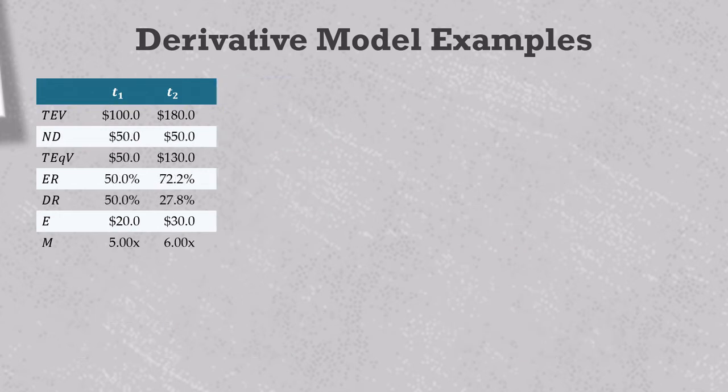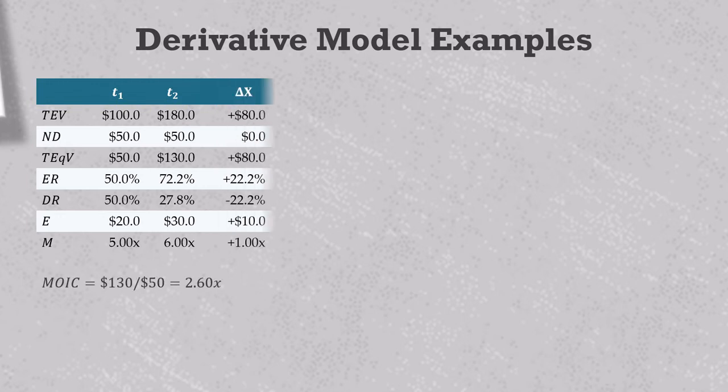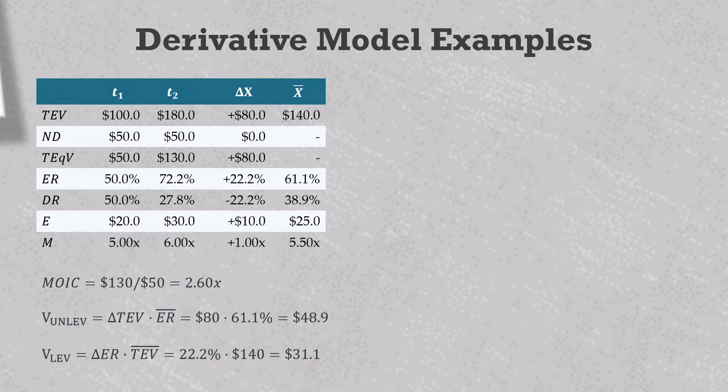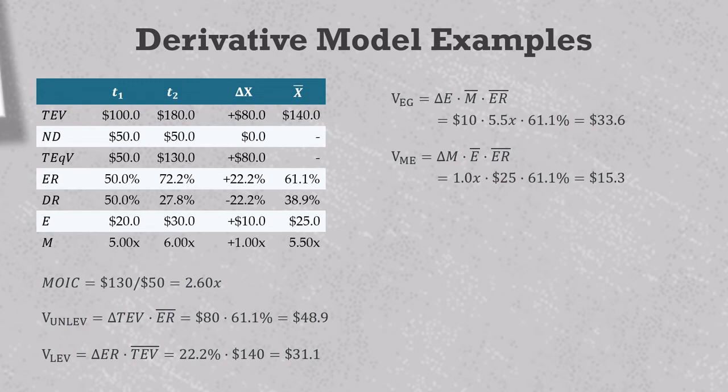Here is another deal that has the same growth in enterprise value, but net debt of 50. Equity grows from 50 to 130, providing the same 80 million of absolute value creation, but now we have a higher gross multiple at 2.6. Here are the deltas and averages. We expect leverage to play a role in this deal, and that's what happens. The average equity ratio of 61% lowers the unlevered return to about 49. And the equity ratio change provides a leverage effect of about 31. We see that equity ratio also lowers EBITDA growth and multiple expansion from the 55 and 25 that we saw last time. And then gearing makes up the difference.